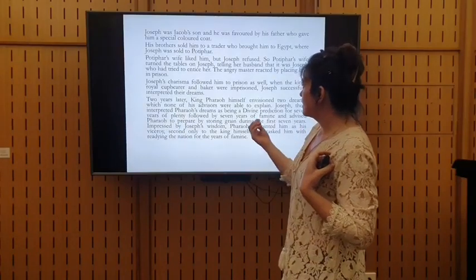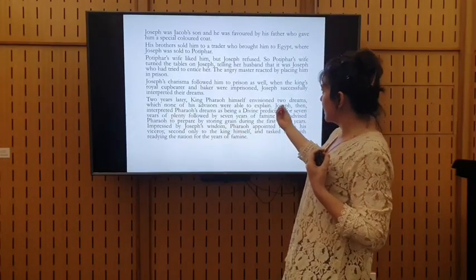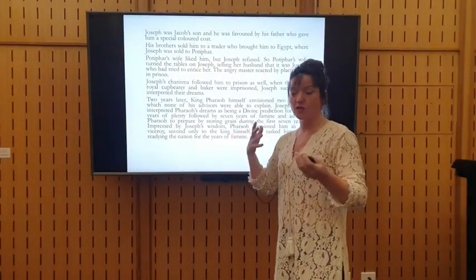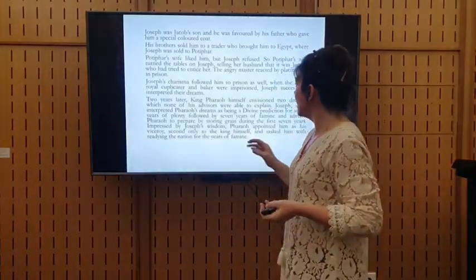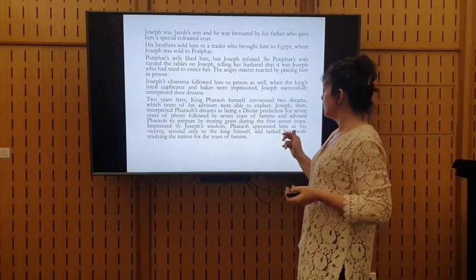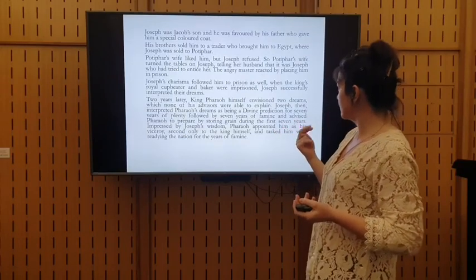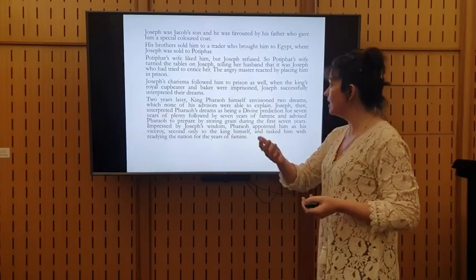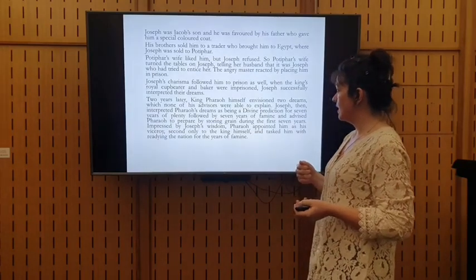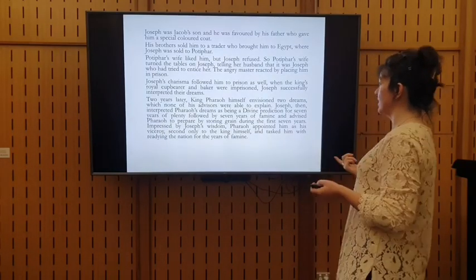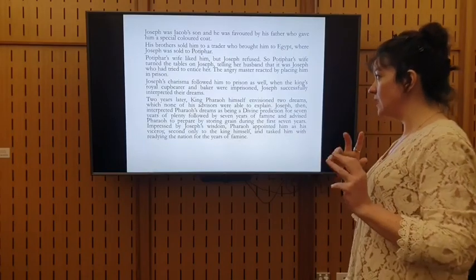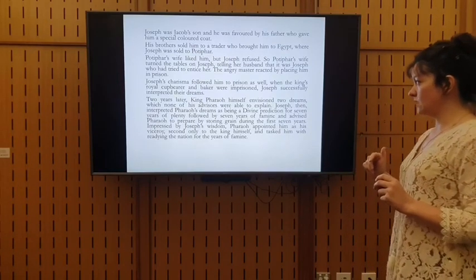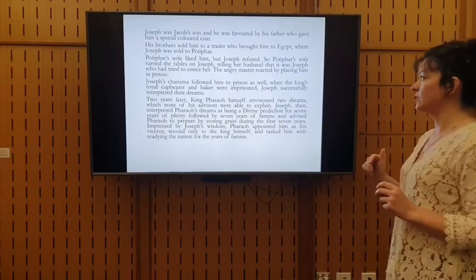So when the king's royal cavalier and baker were imprisoned, Joseph successfully interpreted their dreams. So he had this skill of interpreting. Two years later, King Pharaoh himself envisioned two dreams which none of his advisors were able to explain. Joseph then interpreted Pharaoh's dreams as a divine prediction of 7 years of plenty, followed by 7 years of famine, and advised Pharaoh to prepare by storing grain during the first 7 years.